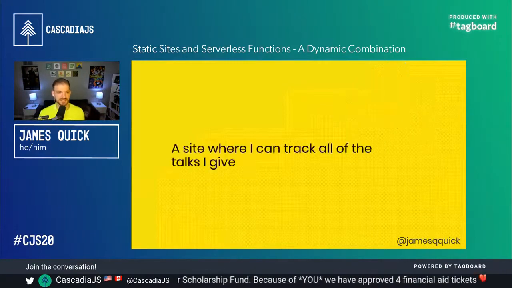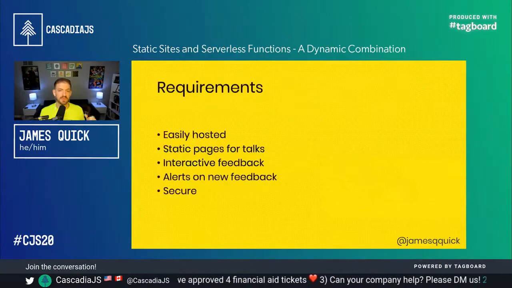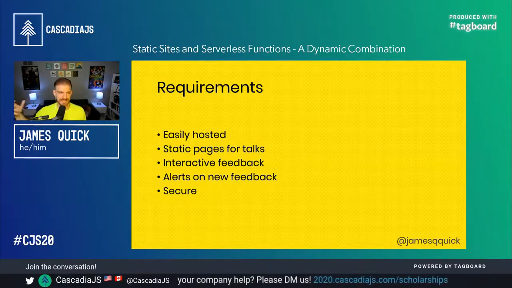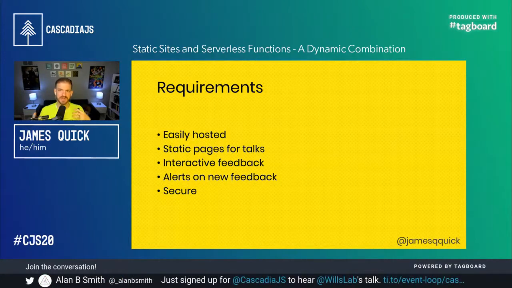What this is, I wanted this to be a site where I can track all of the talks that I give. And I wanted a couple of features or requirements with this site. I wanted to have a site that's easily hosted. This is a big aspect of the Jamstack, JavaScript, APIs and markup, is you can easily host a site. So I wanted easy hosting. I wanted static pages for talks to be super fast, super secure. I wanted interactive feedback.